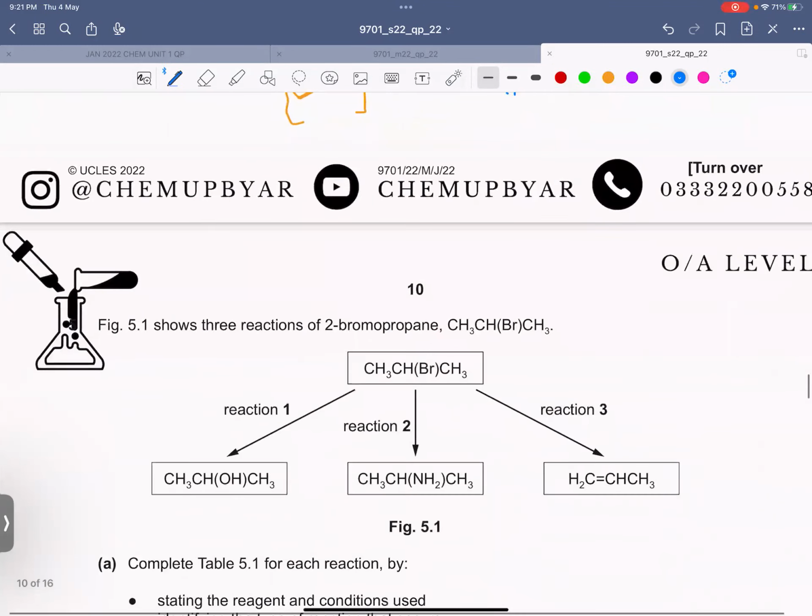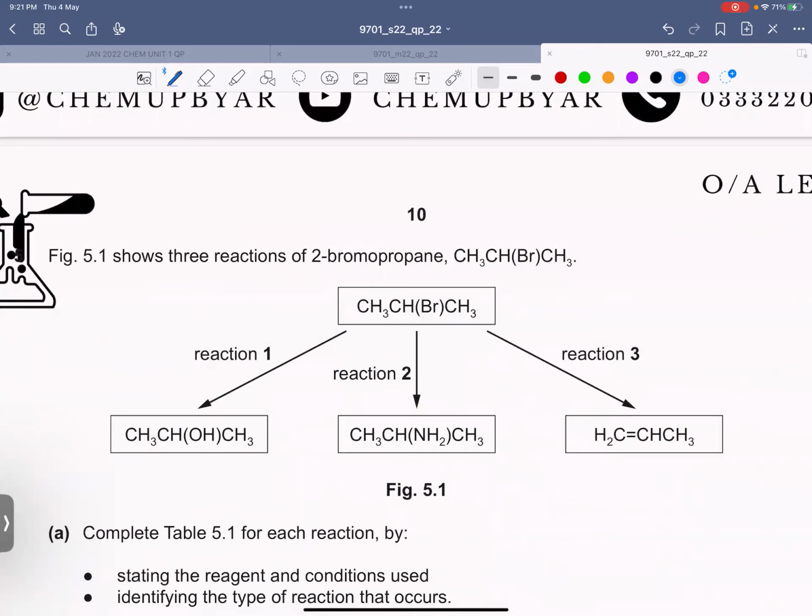Okay. Now, here we are starting question number 5. Okay, this is A part. So we are going to start with question number 5. 3 reactions of 2-bromopropane are shown. In reaction 1, what you are observing is that bromine is turning into an OH.